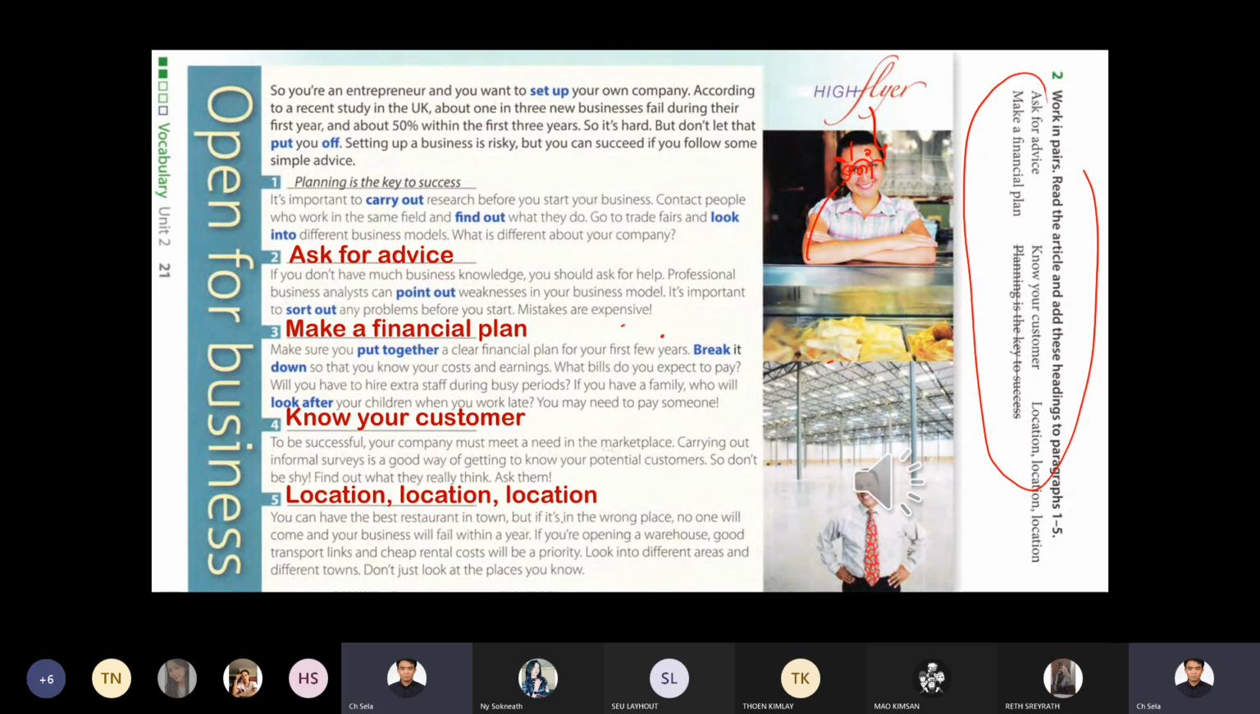You can have the best restaurant in town, but if it's in the wrong place, no one will come and your business will fail within a year. If you're opening a warehouse, good transport links and cheap rental costs will be a priority. Look into different areas and different towns. Don't just look at the places you know.